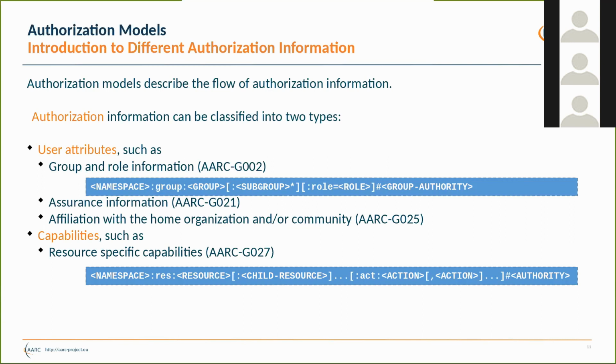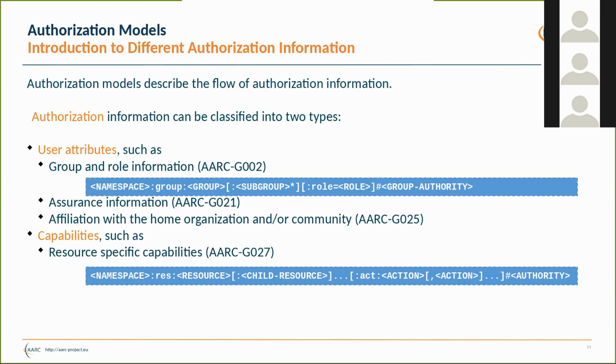The second category is capabilities, and capabilities essentially express access rights a person or a user has on specific resources or child resources. And access rights might actually be as specific as certain actions they are allowed to perform on these resources. Now, similarly to what we did for group and role information in the AARC-G002 guidelines document, we have specified a similar syntax as shown in the second blue box, basically in a new document called AARC-G027.